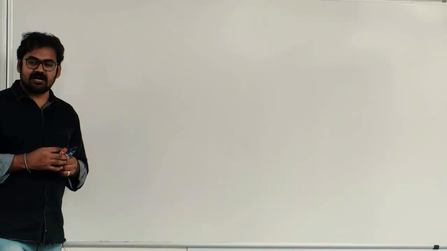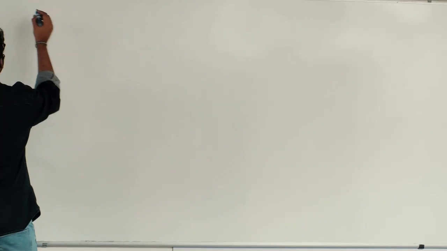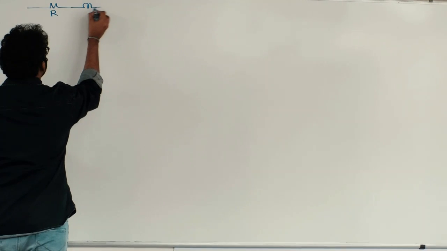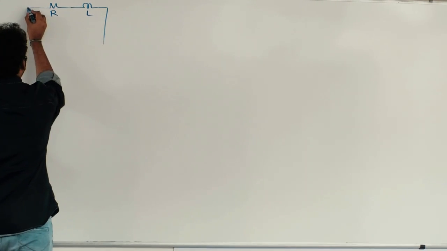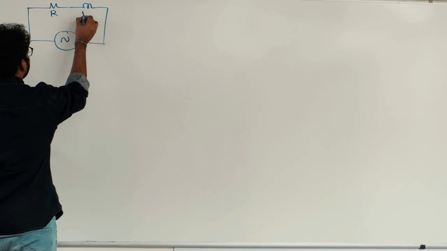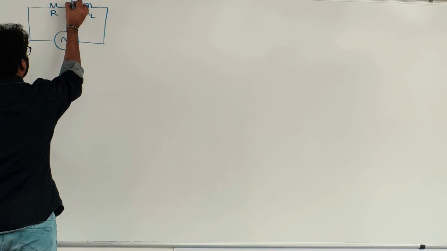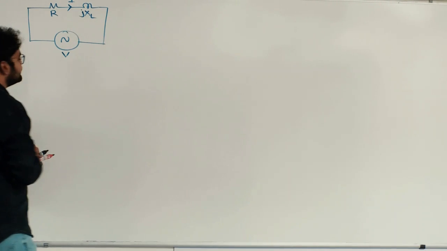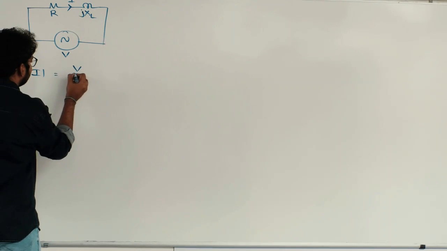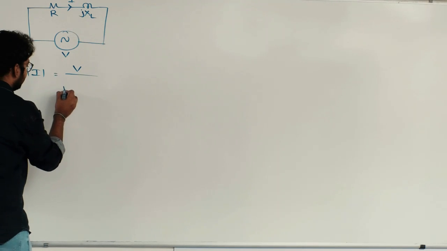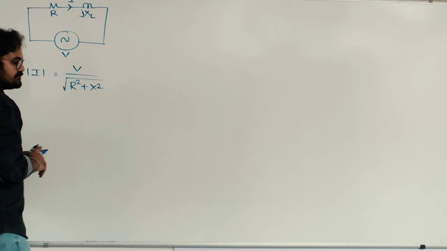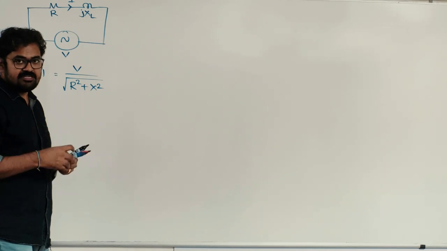To start with, I will consider a simple RL circuit here. There was a resistance, there was an inductance, and a voltage is connected across both of them. Can I say this inductor will have a reactance? Assume the current magnitude is I, voltage is equal to V. Now, what is the magnitude of the current if I ask you? That is simply voltage by impedance, and that impedance is equal to square root of R square plus X square. Please concentrate all of you, then it will be easy.